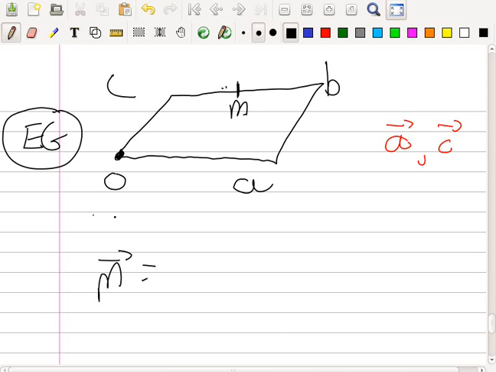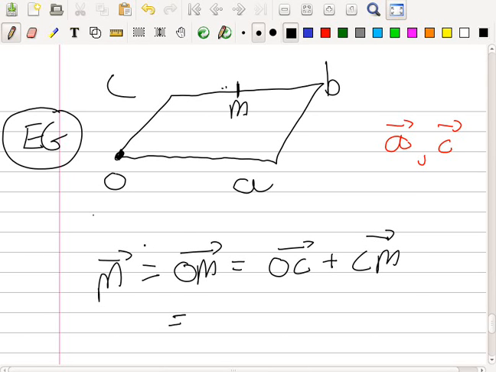So what is M short for? Midpoint. Yeah, but I mean, what M is from where to where? O to M. O to M, what will that equal? O to C plus C to M. We'll do it step by step, okay?